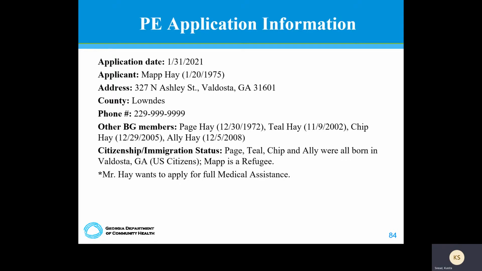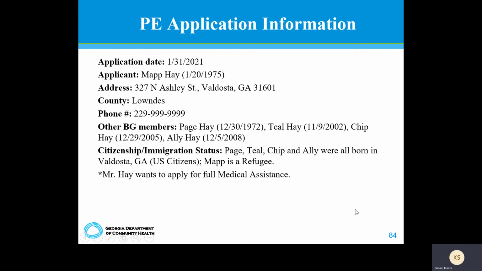If they entered the United States before August 22nd, 1996, or on or after, it was letter B, if they're an asylee, refugee, Cuban, Haitian entrant, all of that. So he meets that definition, so he is considered a qualified immigrant, and he said that he does want to apply for full Medicaid. So we're going to go ahead and look at the application.